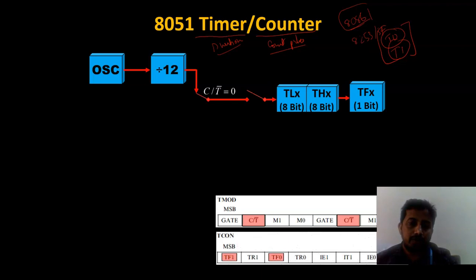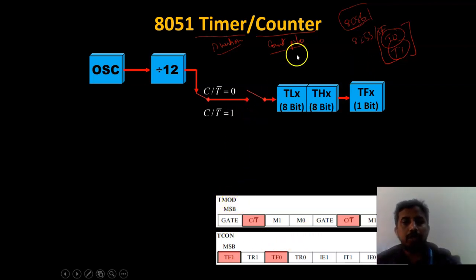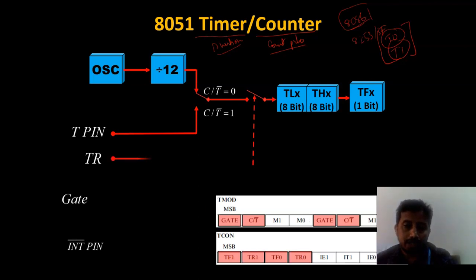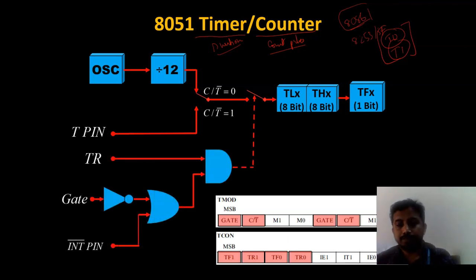So the internal circuitry would be like this. The main important discussion will be on how to set this timer or counter, and in which mode you want to operate. There are different modes of operation of timer 0 and timer 1, how to configure them, and how to make use of timer 0 or timer 1. This would be the internal circuitry for both the timers.